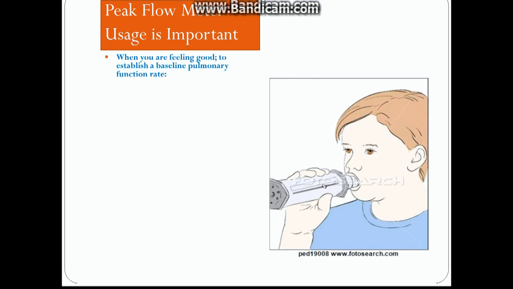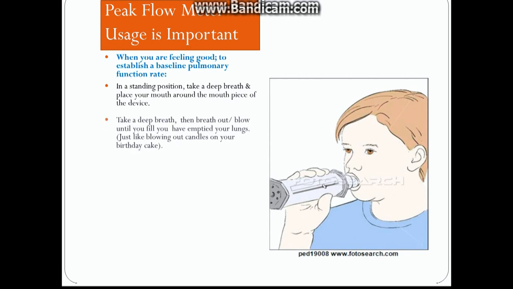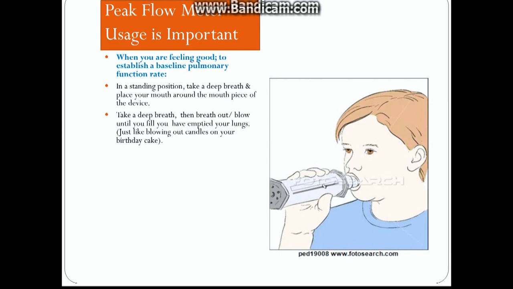So when you're feeling good, to establish a baseline pulmonary function rate, in a standing position, you'll take a deep breath and place your mouth around the mouthpiece of this device. Take a deep breath, then breathe out and blow until you feel you have emptied your lungs, just like blowing out the candles on your birthday cake. Repeat it again on another good day to compare as baselines.